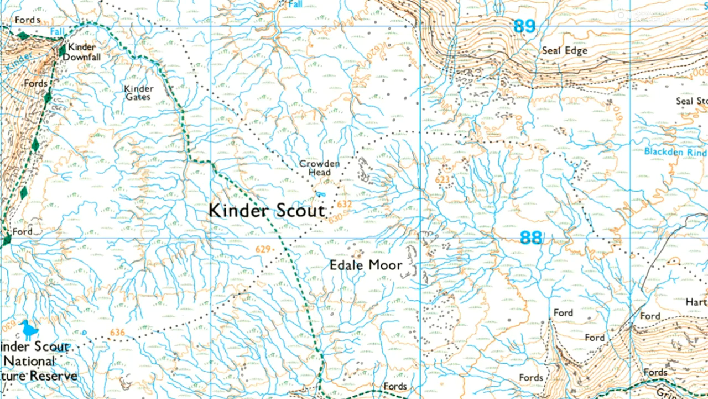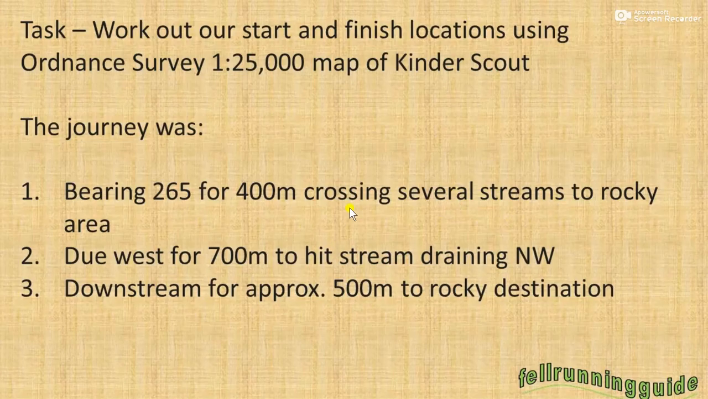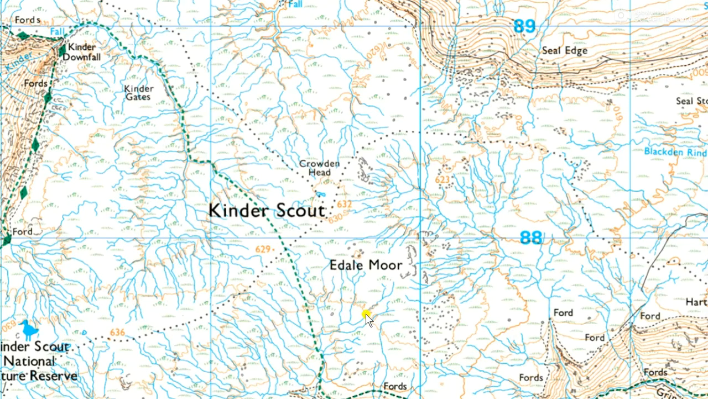What else are we looking for? Well, we're looking for a rocky area 400 meters after we set off on our journey. So let's look for some rocky areas. Rocky areas are black or grey. These are boulders. These black markings here are a rocky area, as is this. These symbols here are bouldery ground, bouldery ground, bouldery ground. So again, that narrows it down.